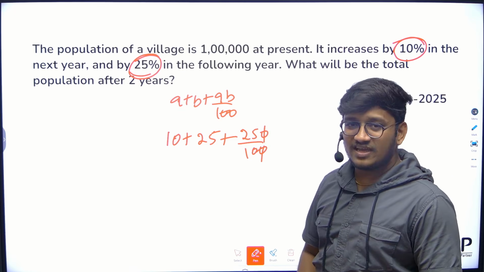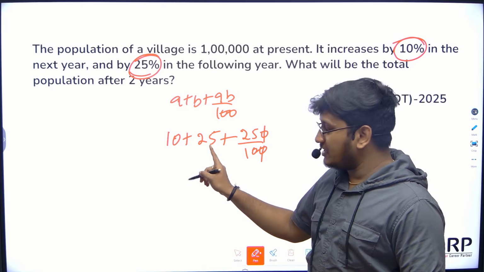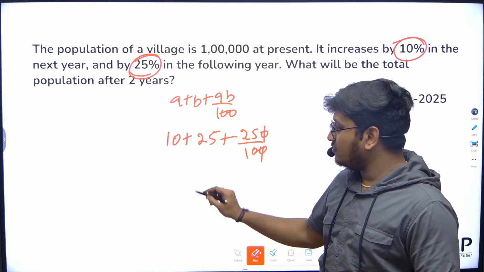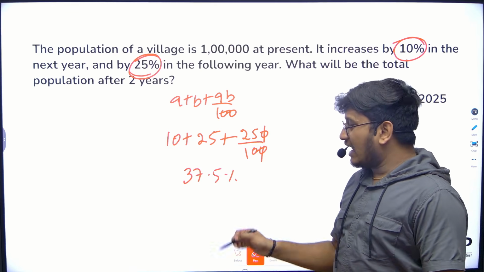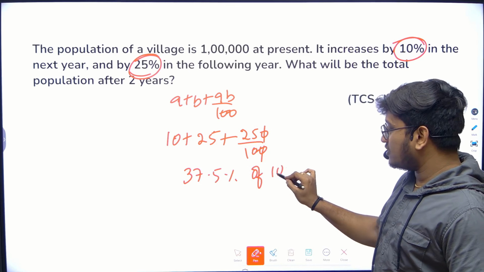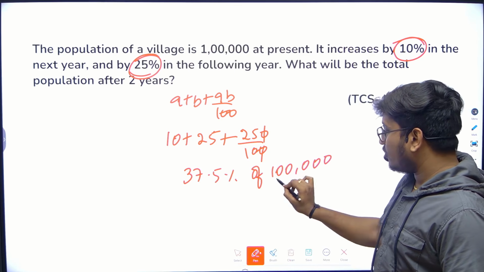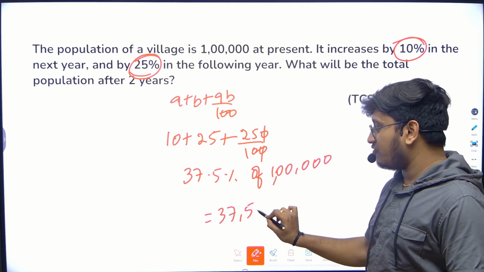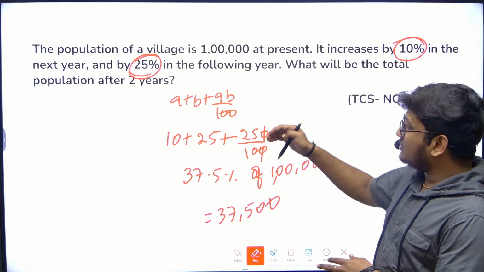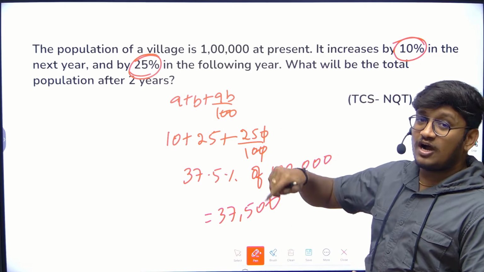The 0 and 0 get cancelled. 10 plus 25 is 35, and 35 plus 2.5 is 37.5%. So I can directly calculate 37.5% of 1 lakh, which is nothing but 37,500.